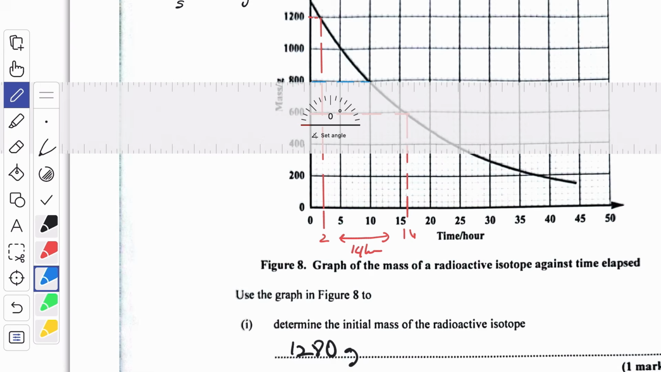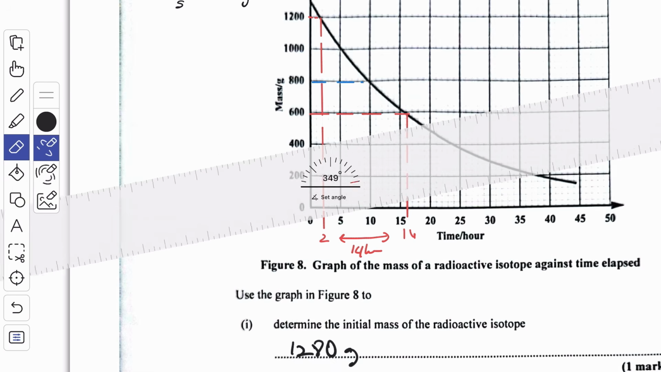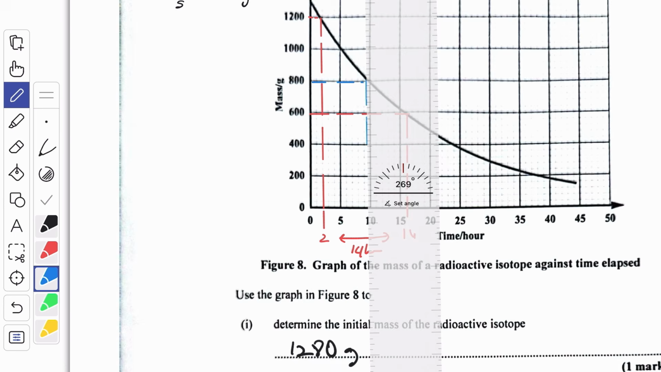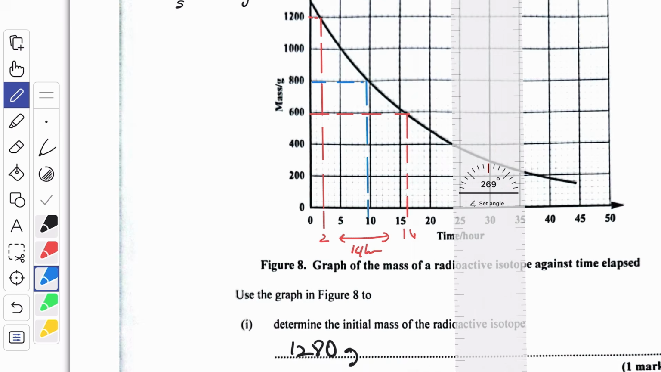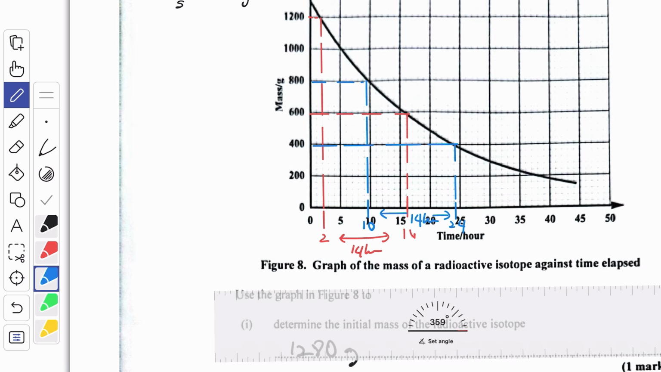So now I'm going to look at the time it takes to go from 800 to 400. I go across at 800, touch the line, and then go down. That looks a little bit like 10. My line is a little bit off. But then when I go to 400, that looks like 24. So that's 14 hours, going from 10 to 24.